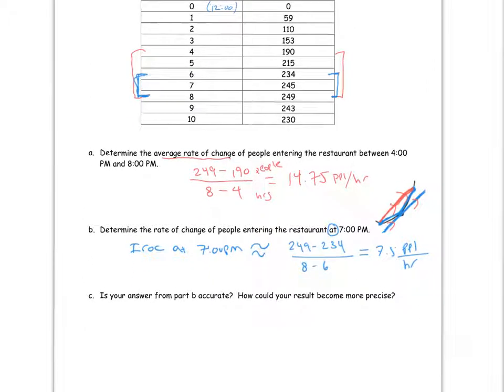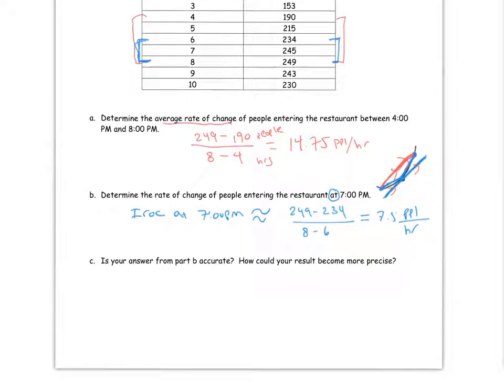Okay, and C says, is your answer to part B accurate? Probably not, because, I mean, we've got a 2-hour window between 6 and 8. A lot of people can enter a restaurant, and that's just too much time going by to really get a good understanding of the true rate. So I would say no, not quite accurate, not likely accurate. Okay, too much time went by.